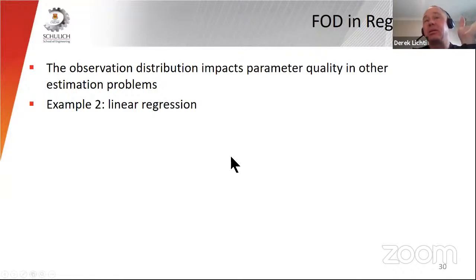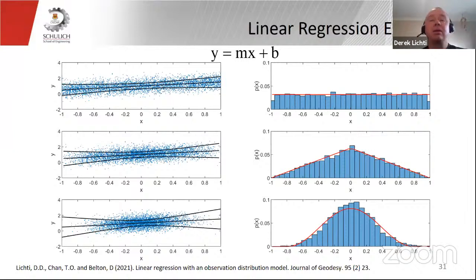And we find that the distribution of the observations impacts the quality in other problems as well. And I've got an example from linear regression. These are simulations again, but we've worked out the analytical relations as well. And so here the problem is quite straightforward. Determine the parameters of this line, y equals mx plus b. So we want to determine the slope m and the offset b from a set of observations y, and the x coordinates are treated as constants, right?